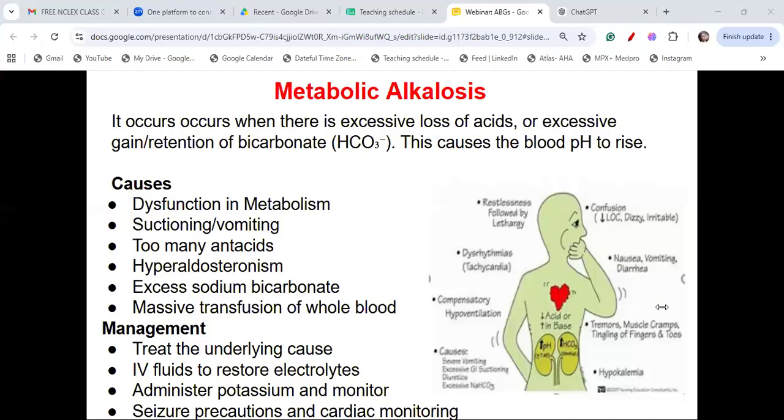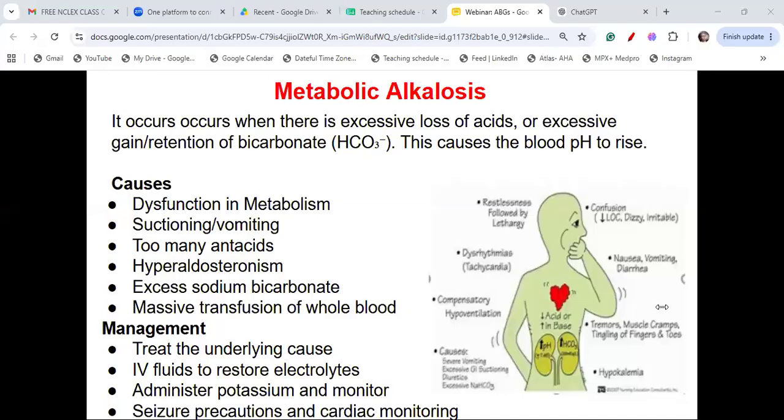Now, on the management, we need to treat the underlying cause. For example, for an individual who is vomiting excessively, then we need to give antiemetics. We may need to discontinue diuretics if they are contributing to fluid and electrolyte loss. You may need to stop overuse of antacids. So we are saying treat the underlying cause.